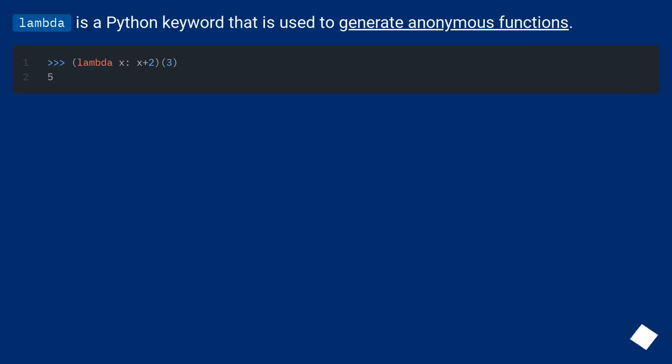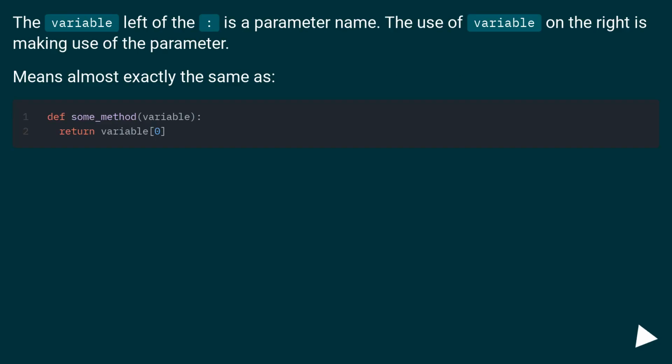Lambda is a Python keyword that is used to generate anonymous functions. The variable left of the colon is a parameter name. The use of the variable on the right is making use of the parameter. Means almost exactly the same as.